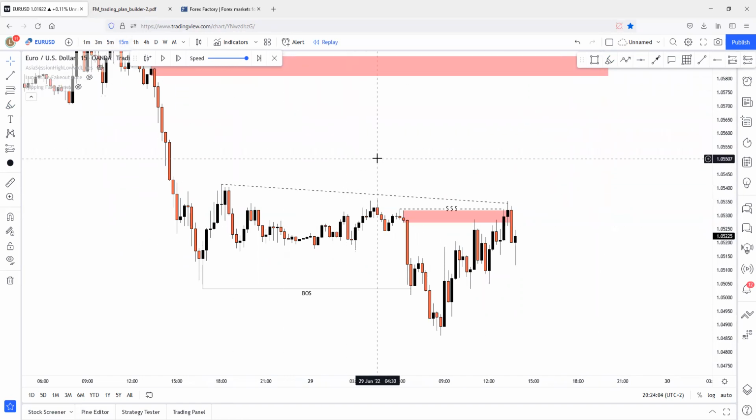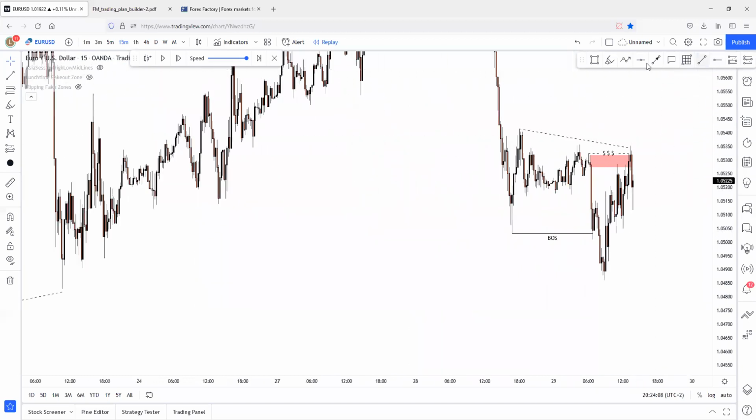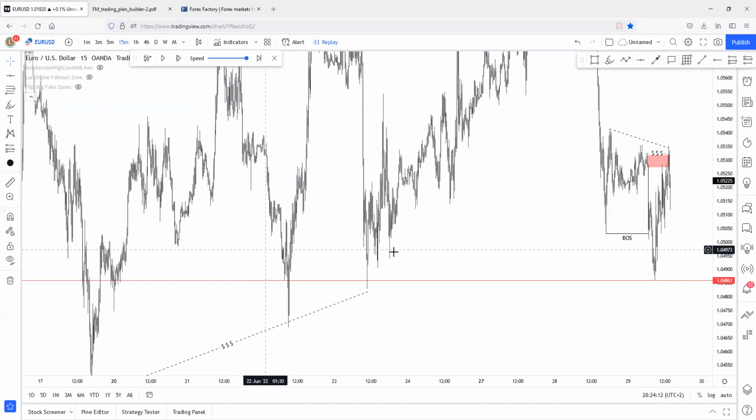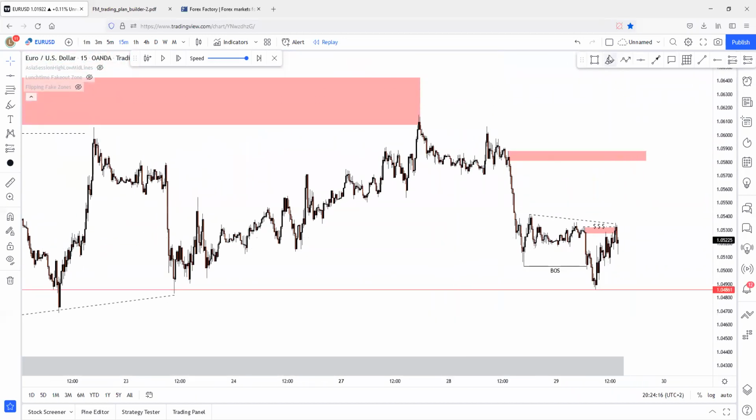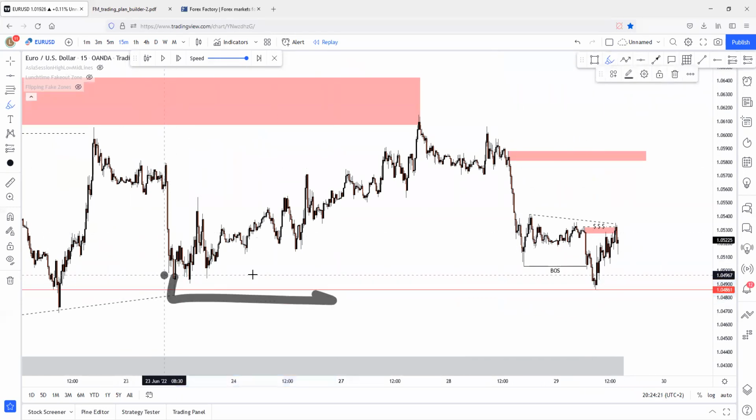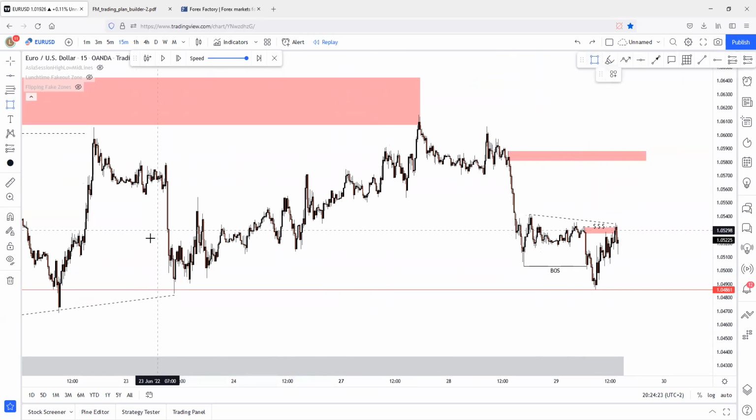Okay. Got it. Perfect. So let me just place a marker here. And let's see that price mitigated the demand zone here. As you can see, because this is the lowest point, this lowest point has mitigated the demand zone at this region. We know that price has mitigated the demand zone here at this reversal. So price is technically coming from a demand zone after this reversal.